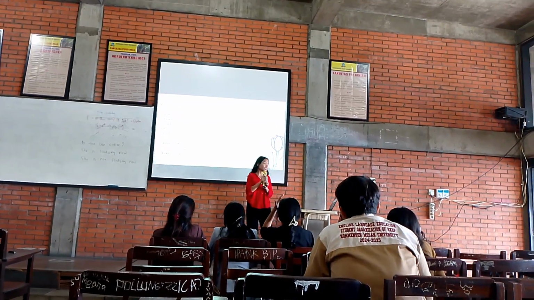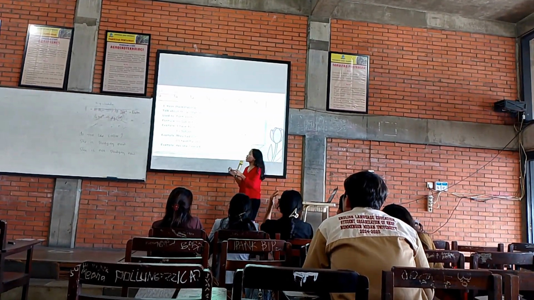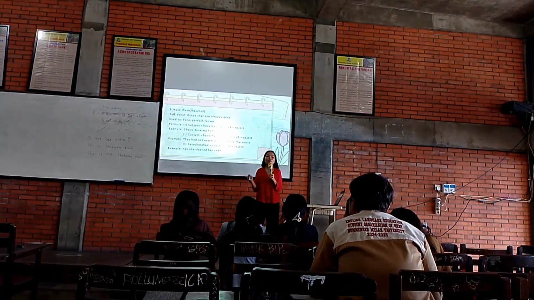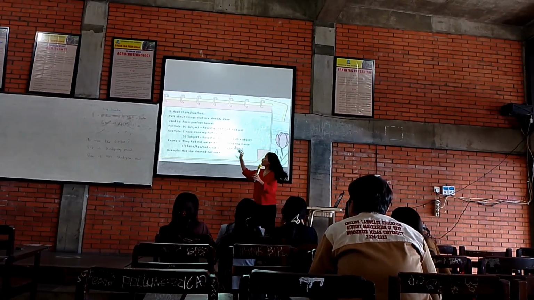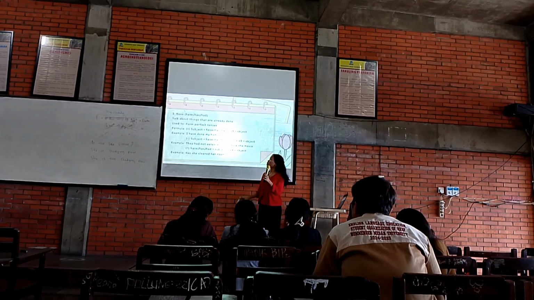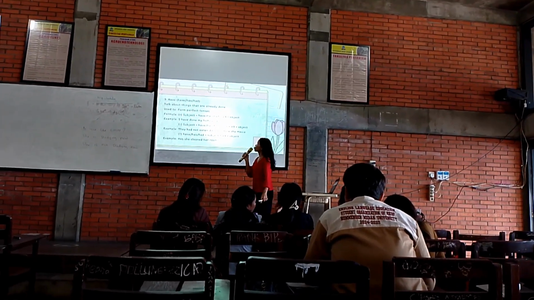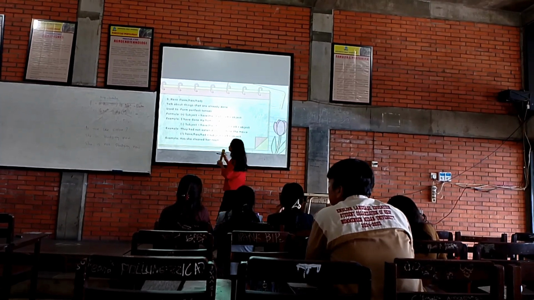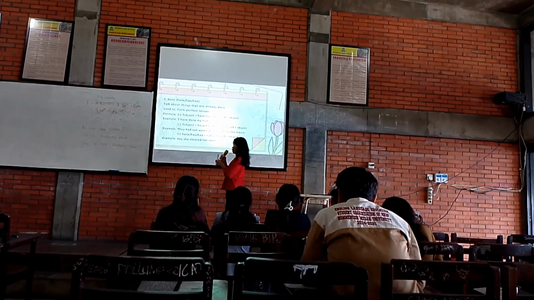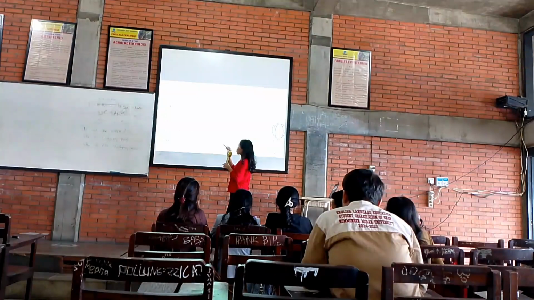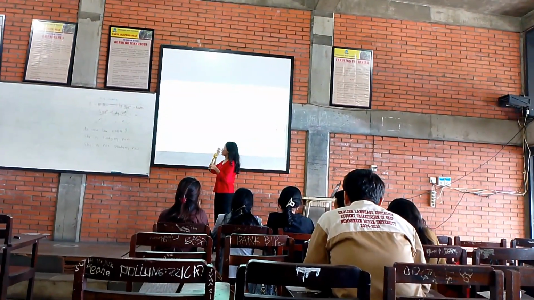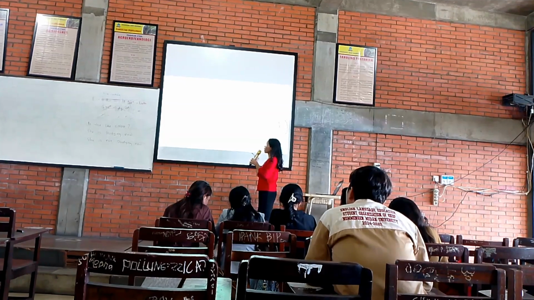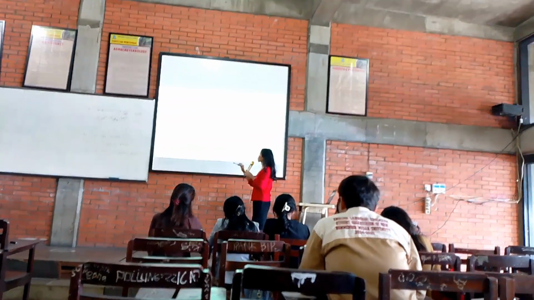The last type is have, such as have, has, had. Have, has for present perfect, and have used to form perfect tenses. The formula for positive sentences is subject plus have, has, had plus verb 3 plus object.